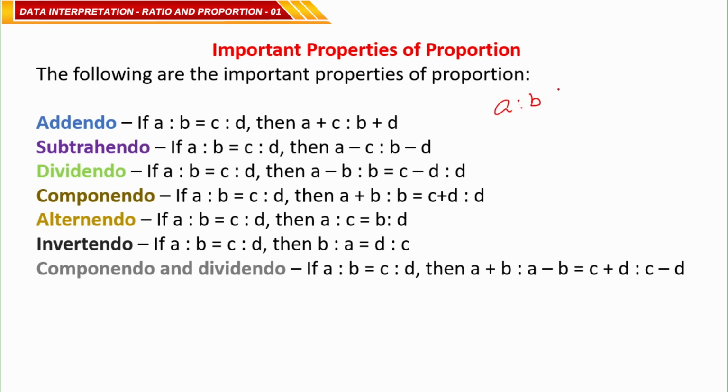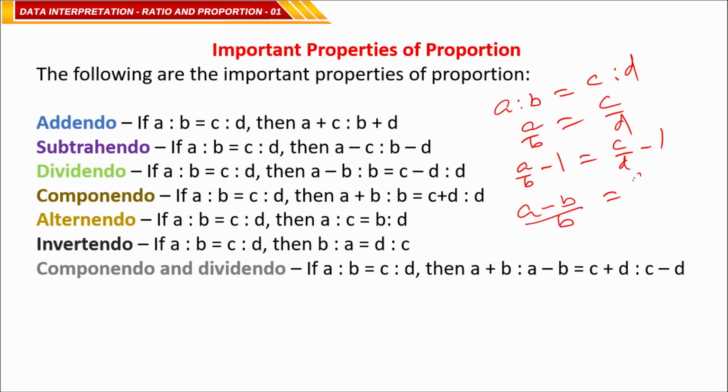First, dividendo. When A is to B is equal to C is to D, that is A by B is equal to C by D, then subtract 1: A by B minus 1 is equal to C by D minus 1, or A minus B by B is equal to C minus D by D, or you can say A minus B is to B is equal to C minus D is to D. So this is called dividendo: subtract 1 from both the ratios.